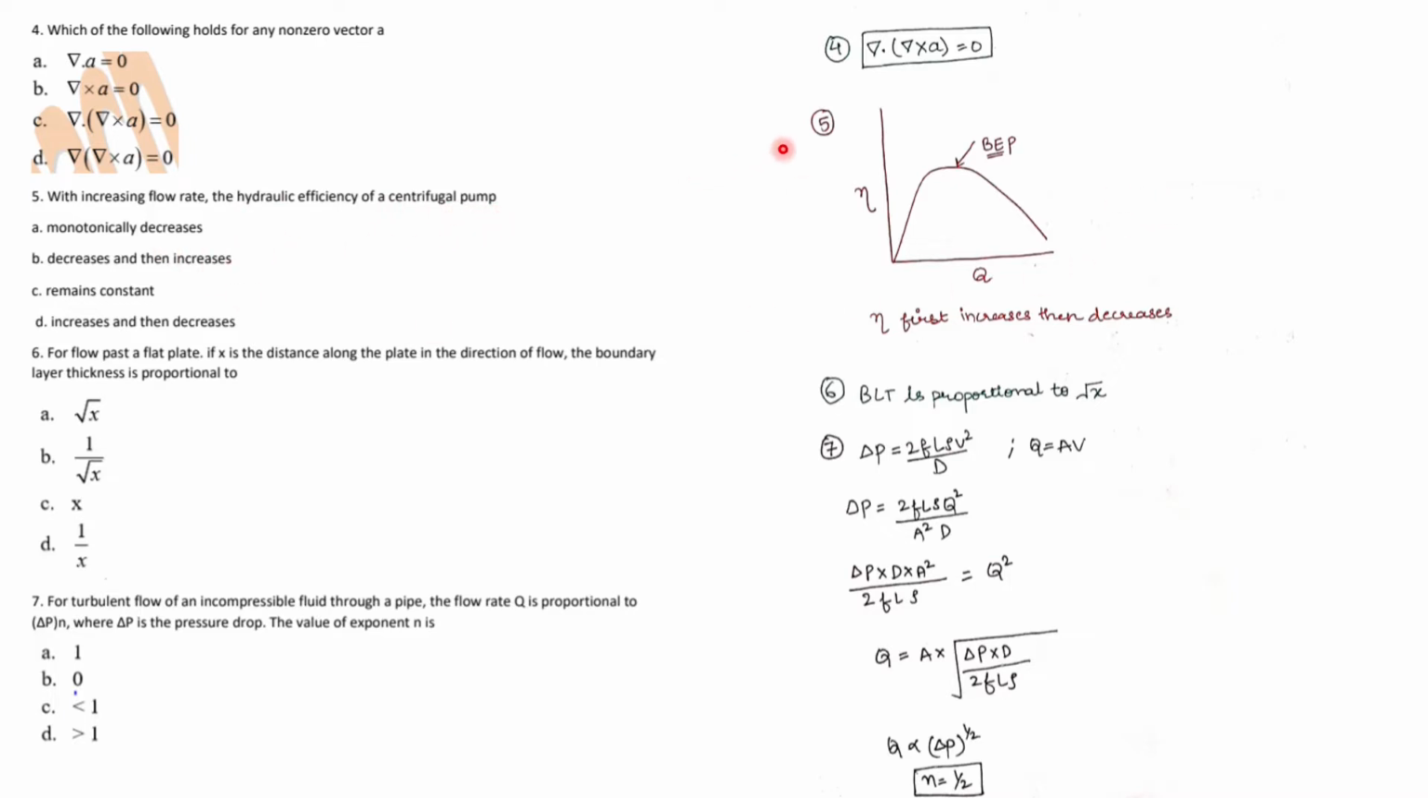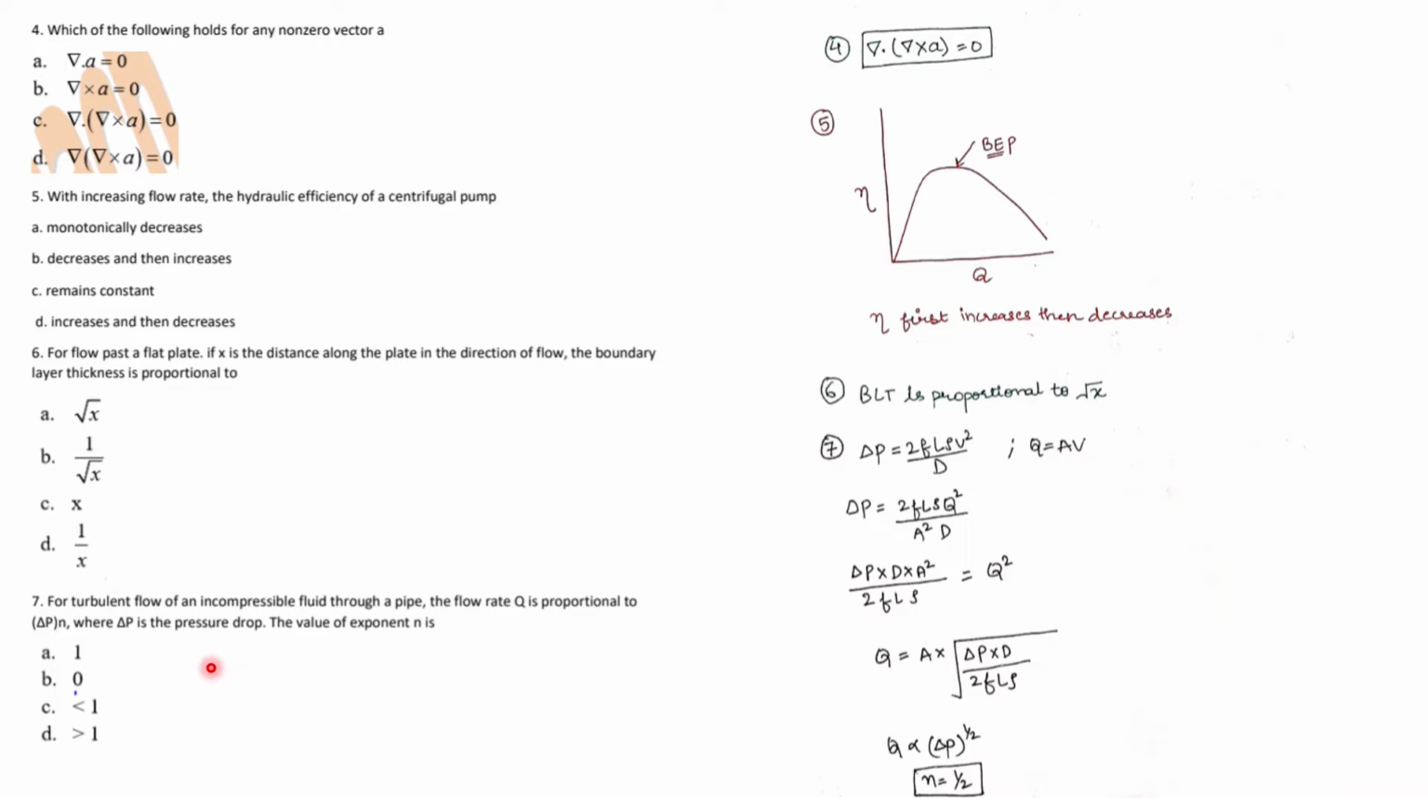Next, with the increasing flow rate, the hydraulic efficiency of a centrifugal pump. Okay, so this is the curve between efficiency and flow rate. As you can see, it is increasing first, and at this particular point, which is the best efficiency point, it will start decreasing. So the correct option is first it will increase, then it will decrease. Next, for flow past a flat plate, if x is the distance along the plate in the direction of flow, the boundary layer thickness is proportional to. So we know that boundary layer thickness is proportional to delta x, which is option A.